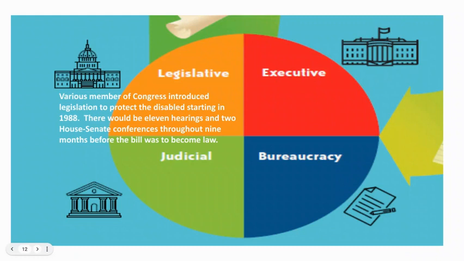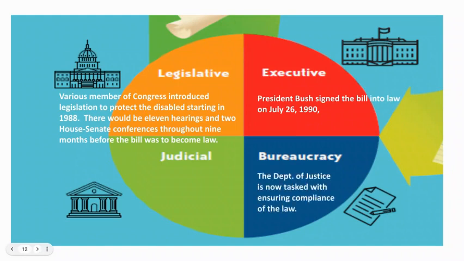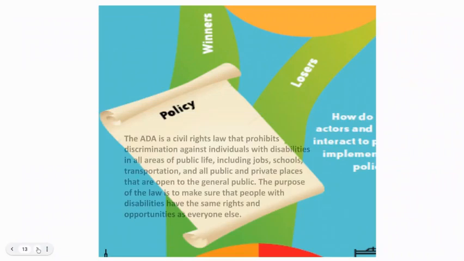Notice there on your screen, it still took a long time. This enjoyed wide bipartisan support, but the process to create a law is super long. So even though this was relatively uncontroversial, it still took 9 months for it to become law. So once the bill passes both the House and the Senate, it goes to the executive branch. President Bush signed it into law July 26, 1990. And now the Department of Justice, as part of the bureaucracy, it is now part of their job to ensure compliance with the law. And so what is the law? Well, very basic.